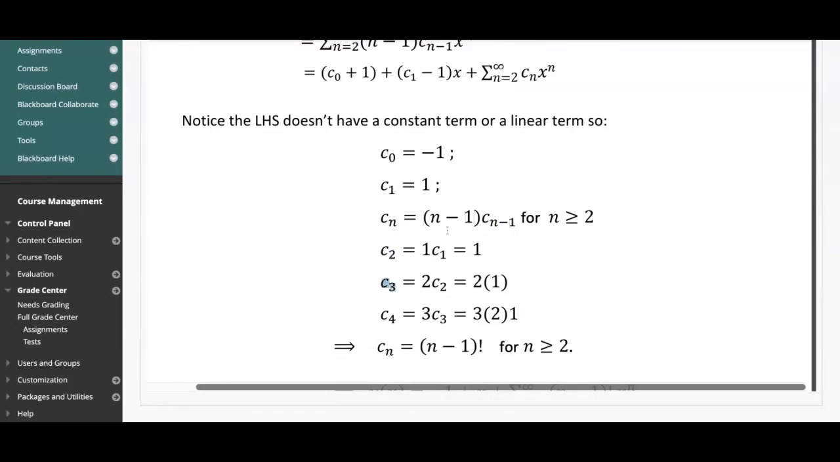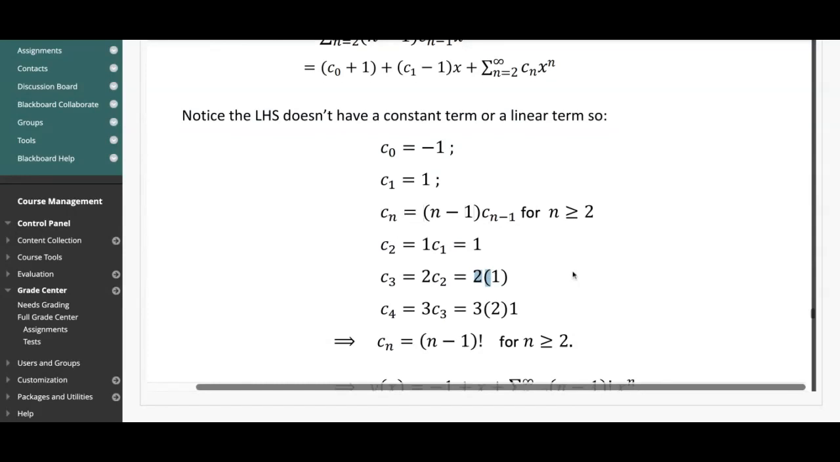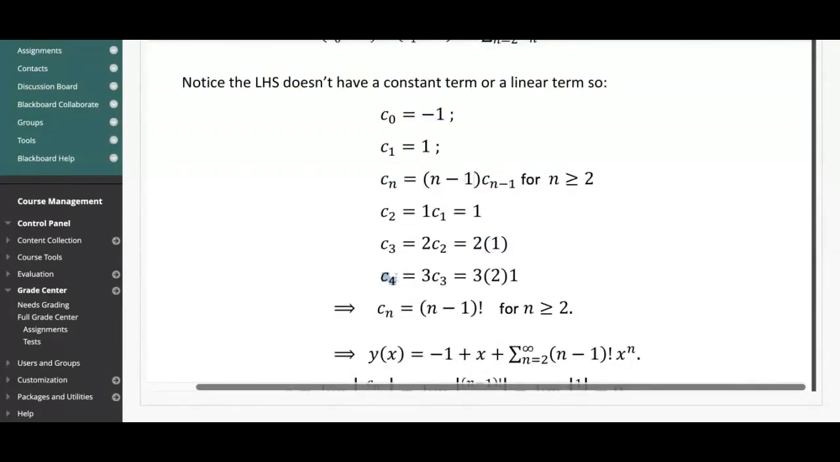Then C3, I do the same thing, 3 minus 1, which is 2, C3 minus 1, which is C2. Well, what is C2? C2 is 1. So I get 2 times 1. Or C4. C4 is 4 minus 1, which is 3, C4 minus 1, which is C3. Well, what's C3? C3 is 2 times 1. So I get 3 times 2 times 1. You see factorial, right? So that means Cn equals n minus 1 factorial.